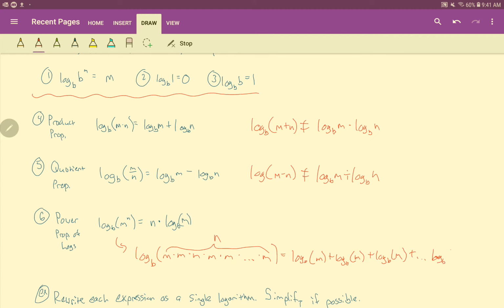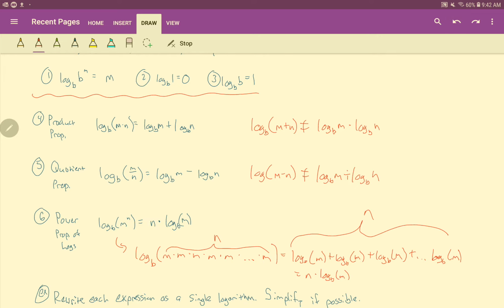I'm not going to write all those out. Again, there would be n of these. When you add up a bunch of things n times, right? That's the same thing as n times log base b of m. Again, remember that the word times is just how many times you're adding the thing up to itself. Okay? So anyway, that exponent on the inside can go out front like this and multiply with the logarithm on the outside.